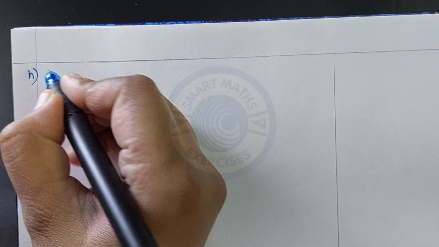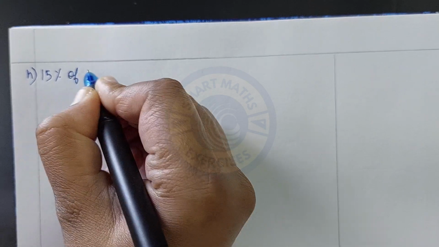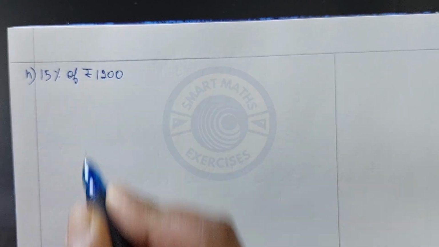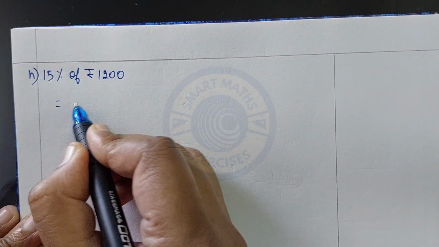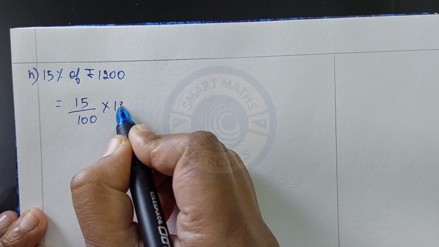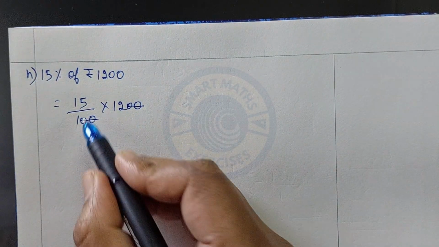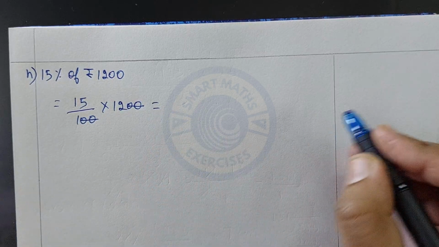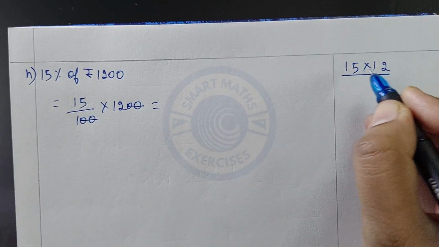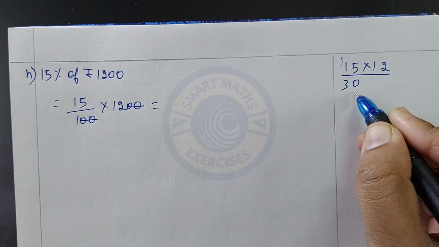H, 15% of rupees 1200. First let us convert this percentage to fraction. 15 by 100 and then multiply with the quantity. 2 zeros cancel. Multiply 15 into 12 and write the answer. 15 into 12. 2 5s are 10. 2 1s are 2 plus 1, 3.